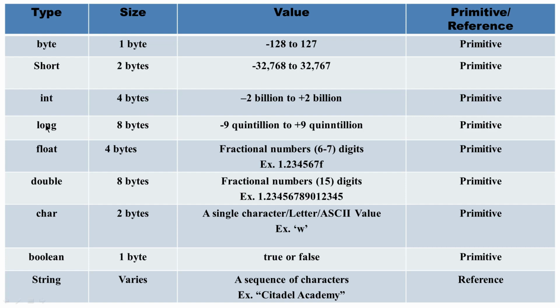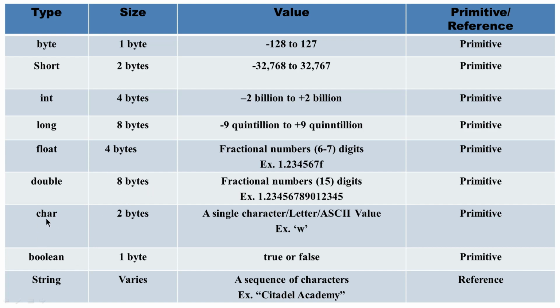We have the long data type. The long data type stores values ranging from -9 quintillion to +9 quintillion, and it is a primitive data type. The size it occupies is 8 bytes. We have the float data type. The float data type stores fractional numbers with 6 to 7 digits, and it is a primitive data type. The size it occupies is 4 bytes. We have the double data type. The double data type stores fractional numbers with 15 digits, and it is a primitive data type. The size it occupies is 8 bytes.